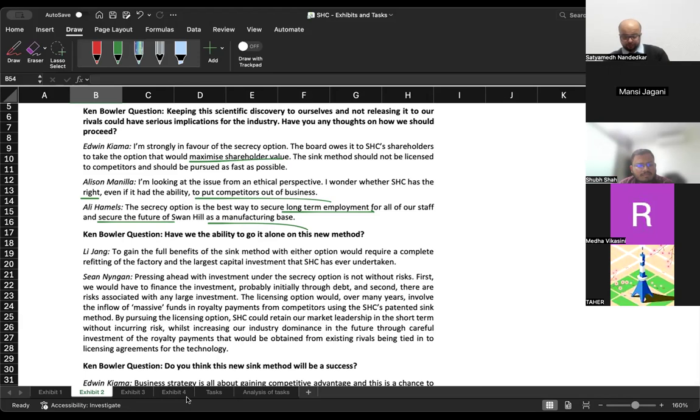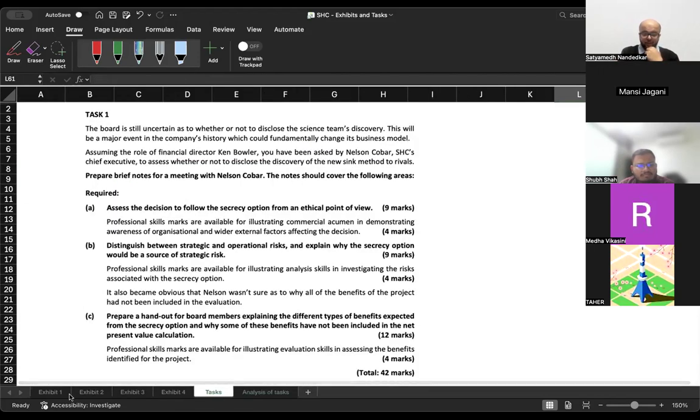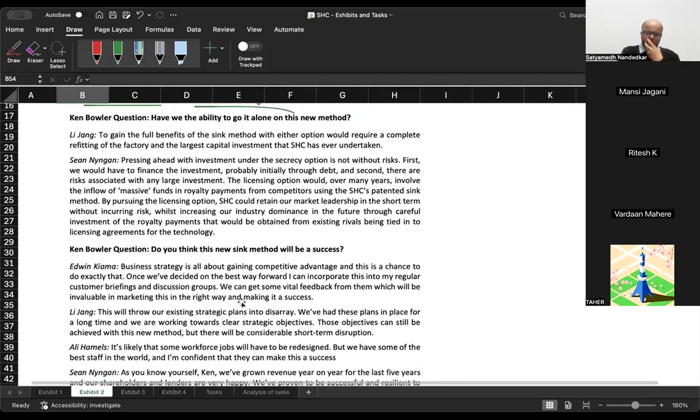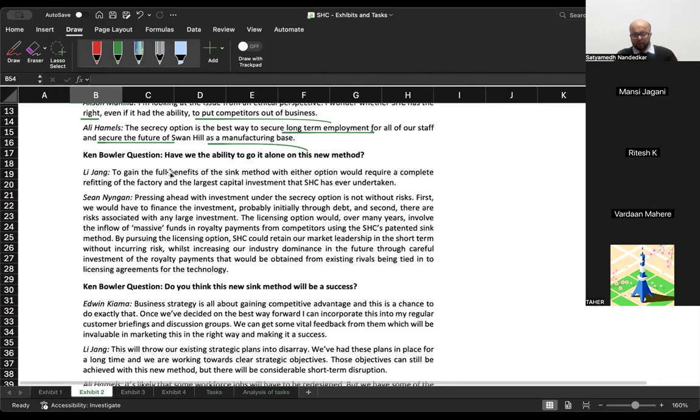Okay. Now, anything from an ethical standpoint here? Again, go to the task. Secrecy option from an ethical standpoint. Anything with respect to secrecy that you could see in Ken Bowler's question? Did you find anything here? No. No, sir. That basically gives us this confidence here. You don't have to come back to this paragraph when you are framing your answer.